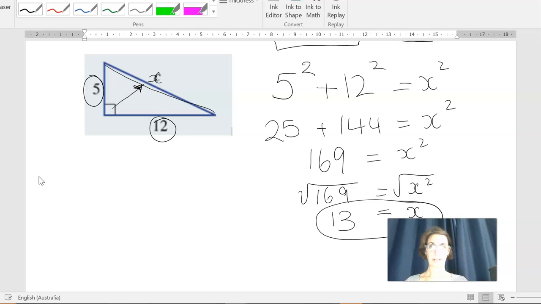This is the method for how to find the hypotenuse of a right-angled triangle when you're given the length of the other two sides.